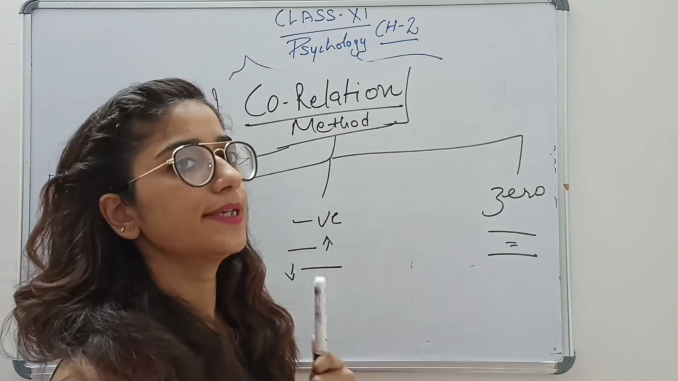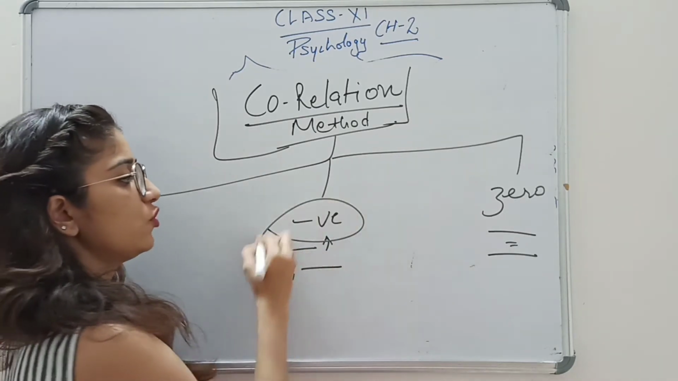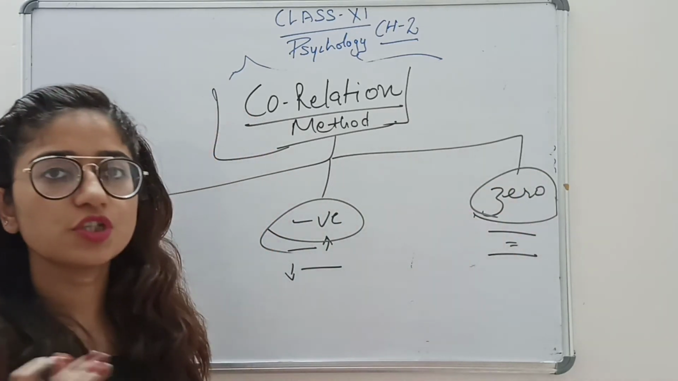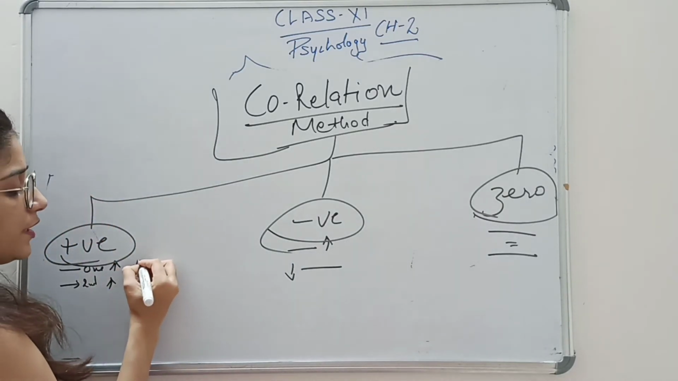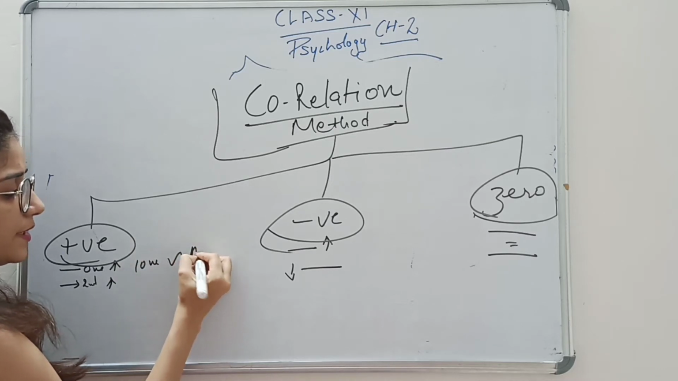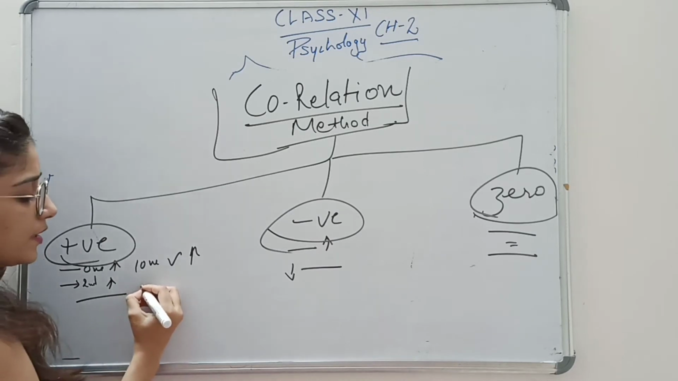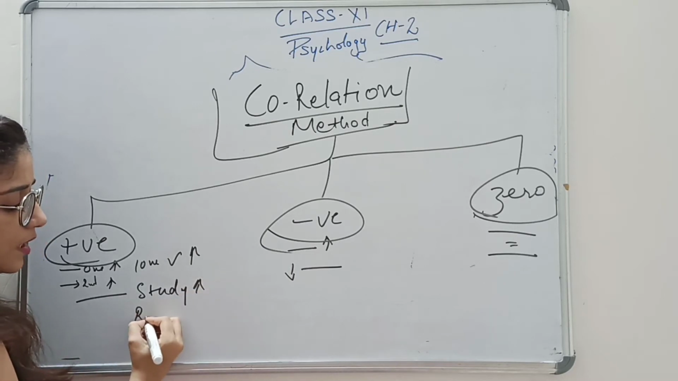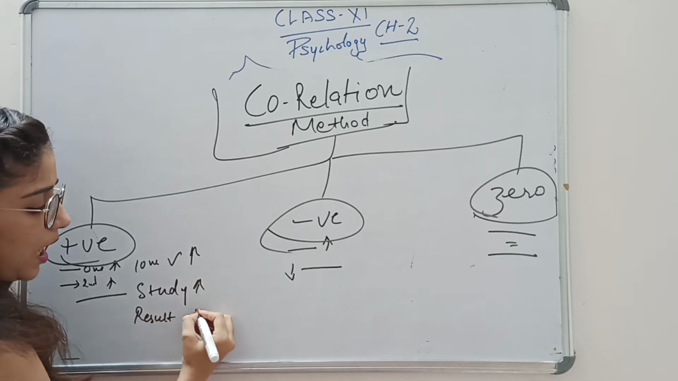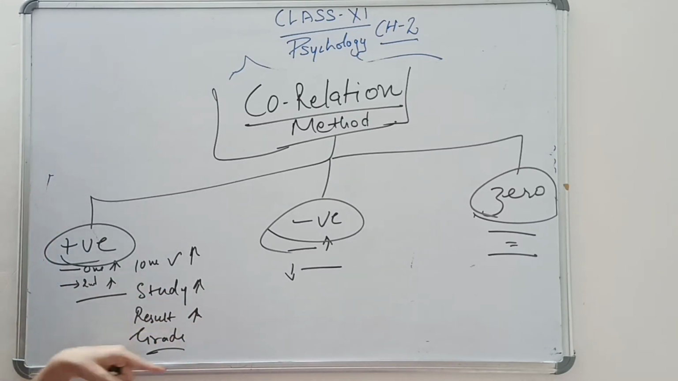In the correlation method there are 3 types: positive correlation, negative correlation and zero, which is known as neutral correlation. In positive correlation, if one variable increases, similarly the second one will also increase. If you increase your study time, your result will be good. Your marks, your grade will also increase, right? So if you're increasing your study time, your grade is also increasing.